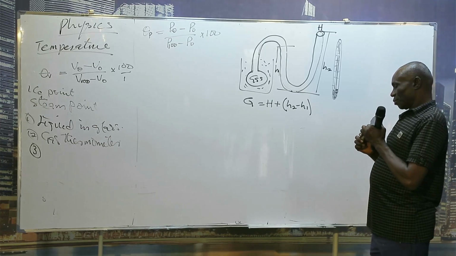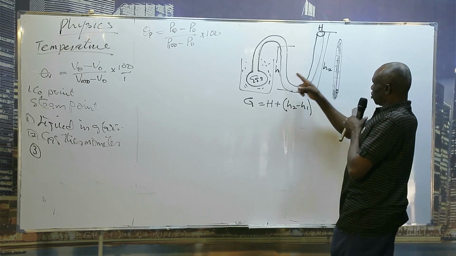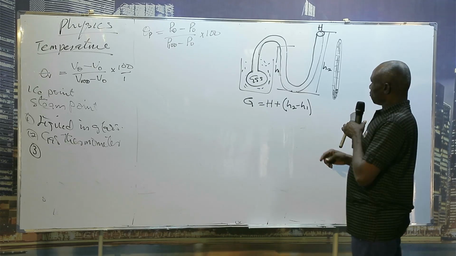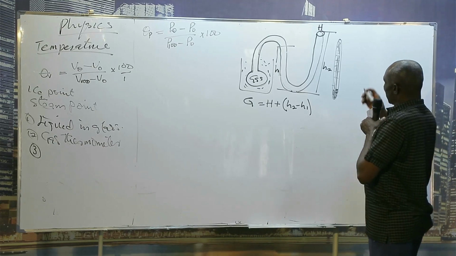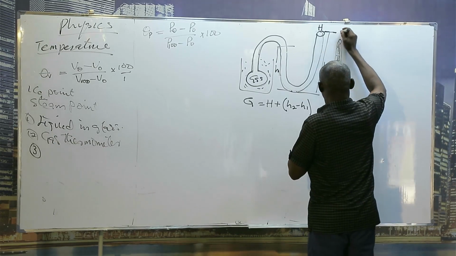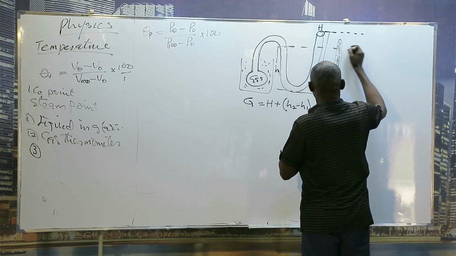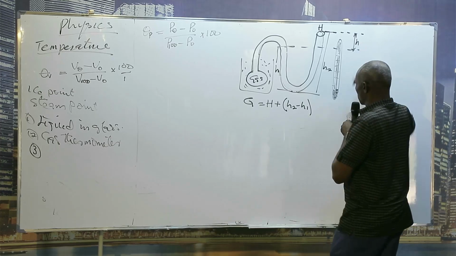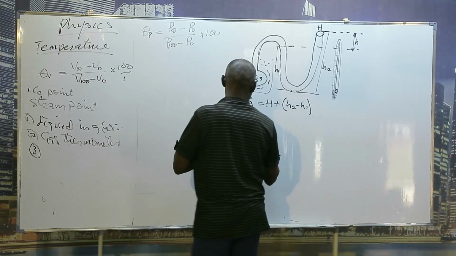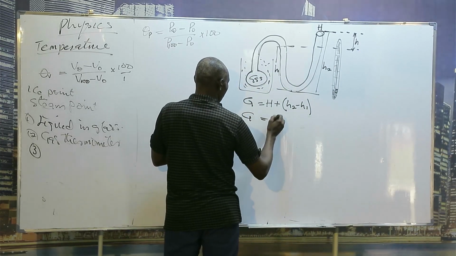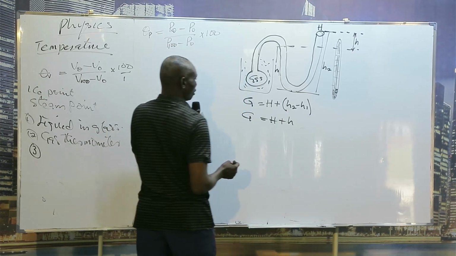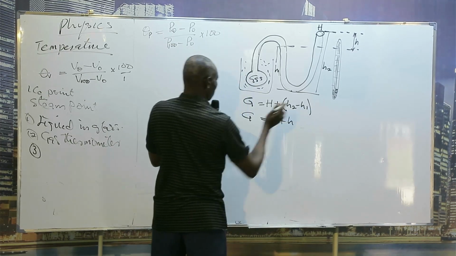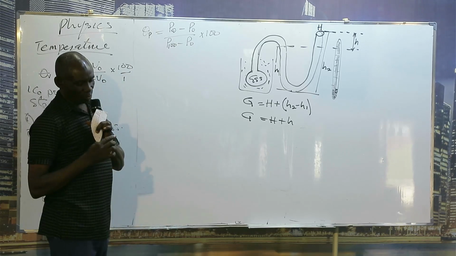So, small h2 minus small h1 will give you the difference. That's why in your textbook or somewhere you see a line like this and another line like this. They will give you a difference here as h. So this h now can be used directly. That gas pressure is equivalent to atmospheric plus the difference. This is the difference in height.